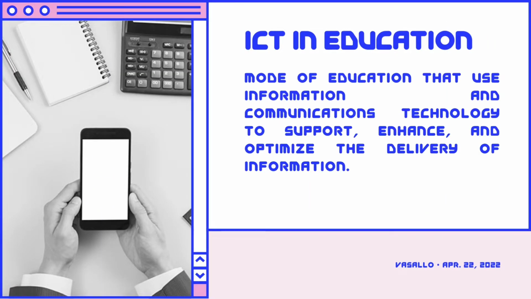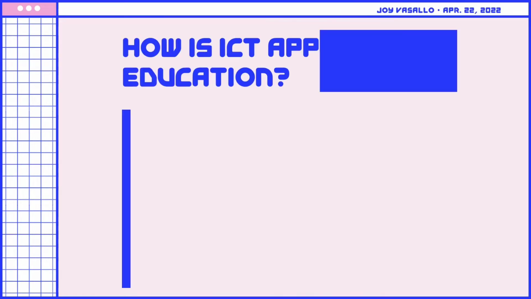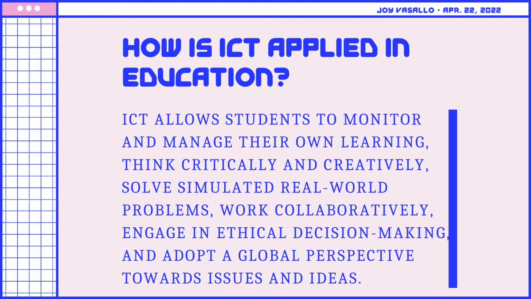In education, it is the mode of education that uses information and communications technology to support, enhance, and optimize the delivery of information. But how is ICT used in education? ICT has also become integral to the teaching-learning interaction through such approaches as replacing chalkboards with interactive digital whiteboards, using students' own smartphones or other devices for learning during class time, and a flipped classroom model where students watch lectures at home on the computer and use classroom time for more interactive exercises.